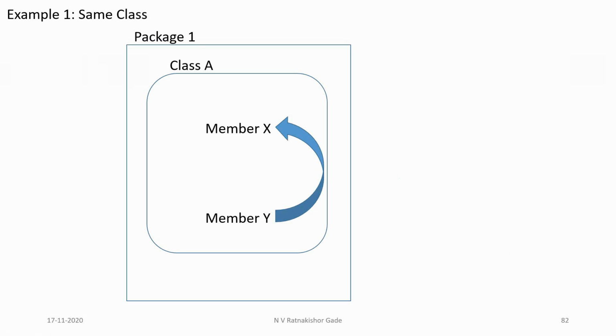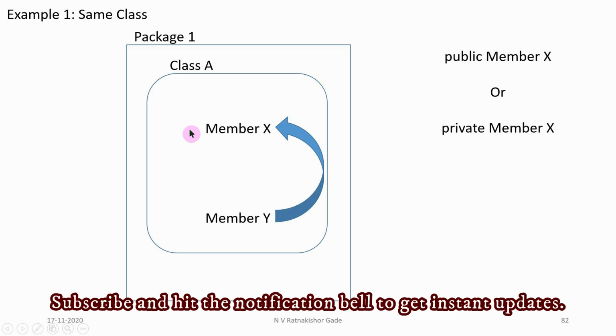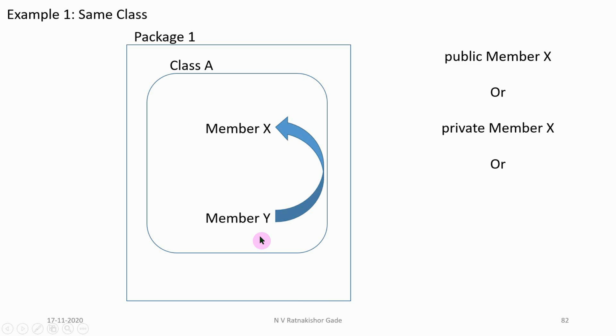Now we will consider various examples, and this is the first one, where the member Y of a class A wants to access the member X which is present in the same class. So for the member X, what are the access modifiers we can use? Obviously we can use public. If the member X is public, then that can be accessed from anywhere. It may be private. If the member X is private, we can access that private member within its class. So member Y is also part of that class, then member X can be private, and that can be accessed by the member Y. Since member X and member Y both are present in the same package, member X may have the access modifier either protected or default.